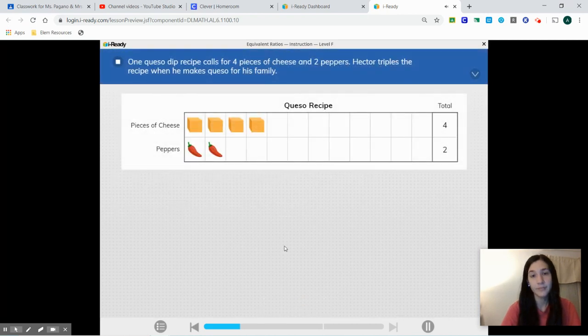One queso dip recipe calls for 4 pieces of cheese and 2 peppers. Hector triples the recipe when he makes queso for his family.